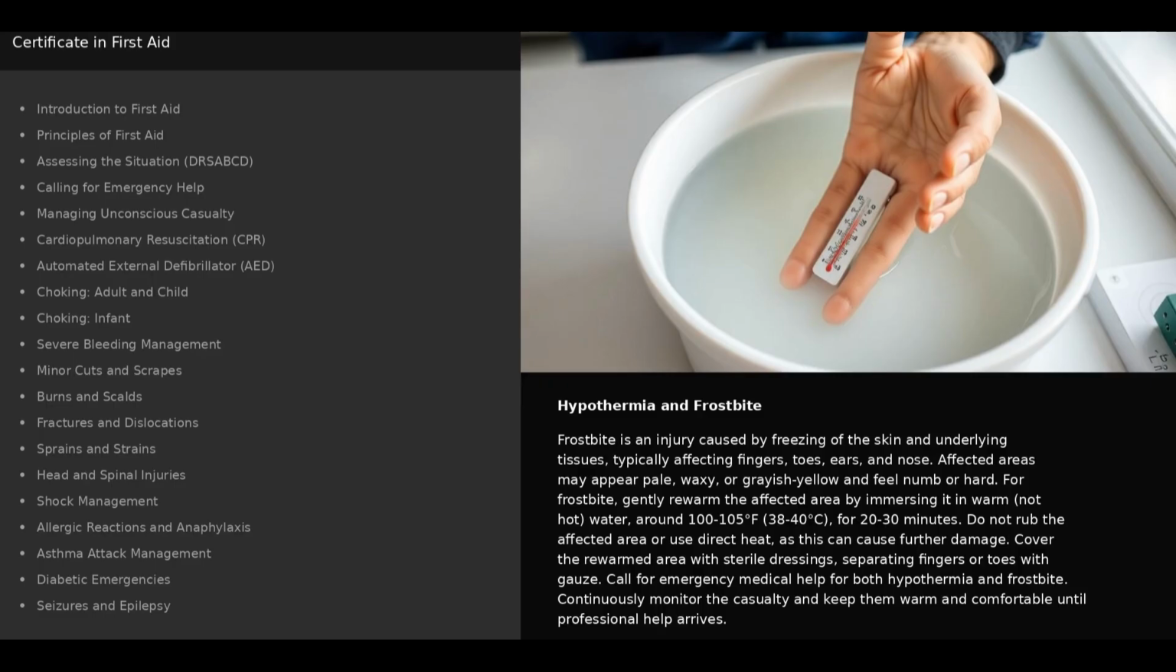Do not rub the affected area or use direct heat, as this can cause further damage. Cover the rewarmed area with sterile dressings, separating fingers or toes with gauze. Call for emergency medical help for both hypothermia and frostbite. Continuously monitor the casualty and keep them warm and comfortable until professional help arrives.